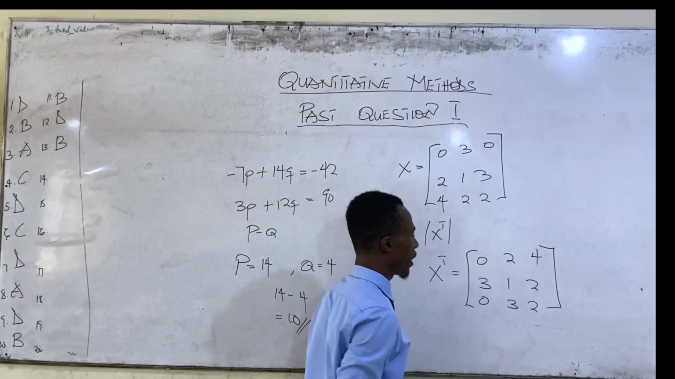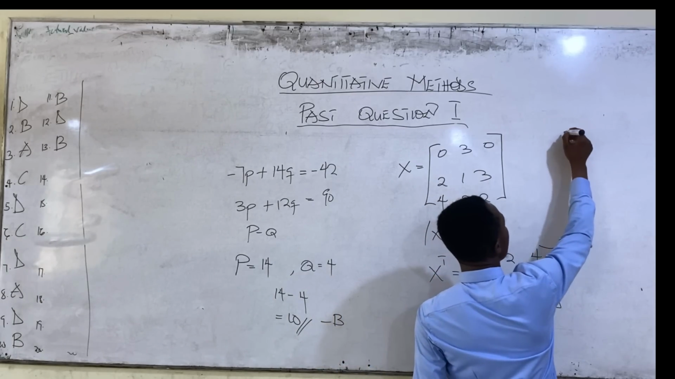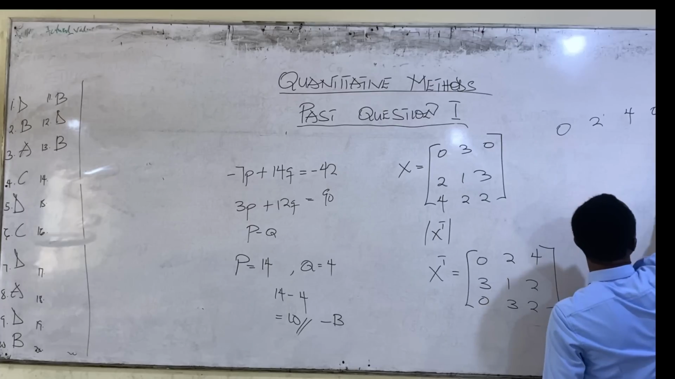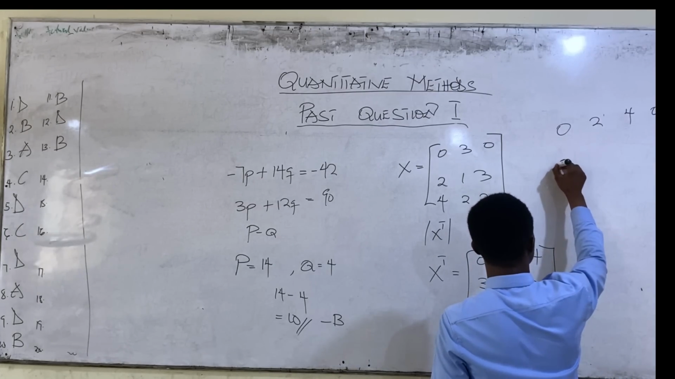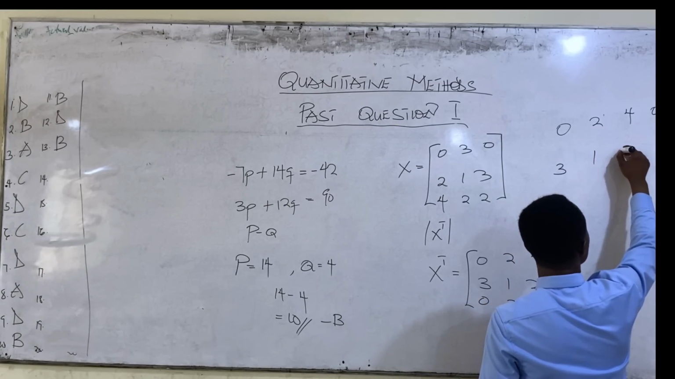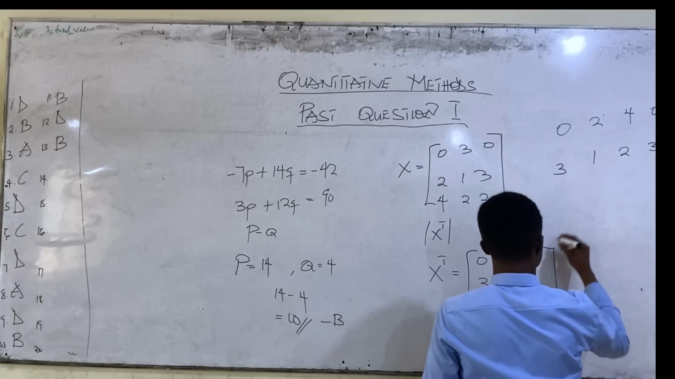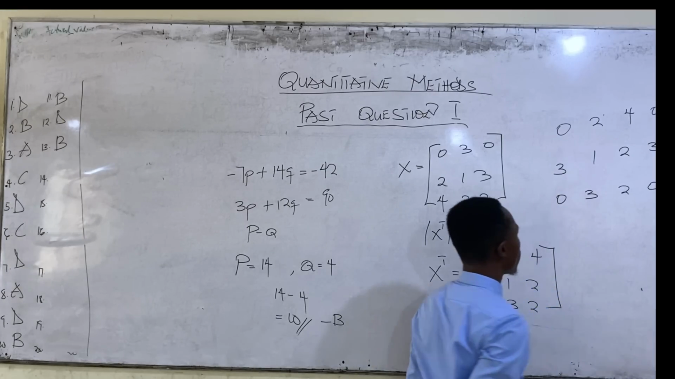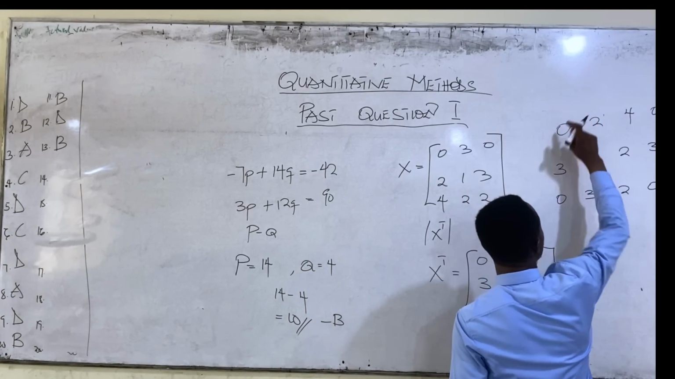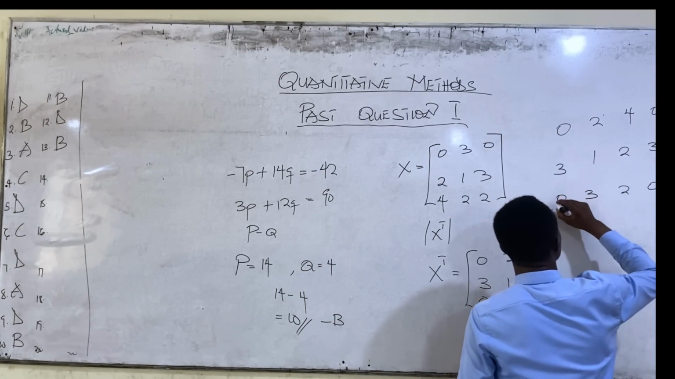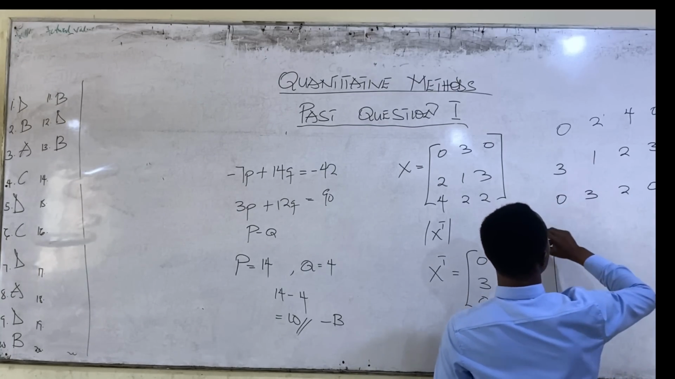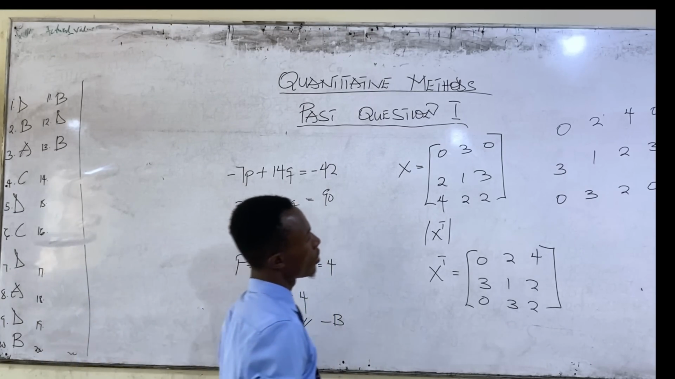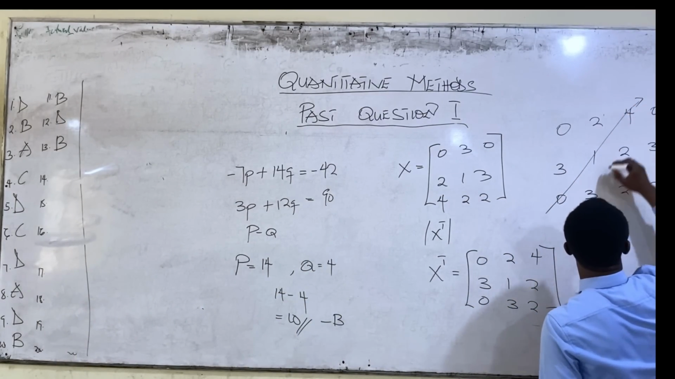We are going to use the arrow method, and we are done. So we write 0, 2, 4, and we repeat the first 2 like this. Then we say 3, 1, 2, 3, 1. 0, 3, 2, another 0, 3. So this is just 1, this is just 2, but this is 1, 2, 3. It is going up like this.